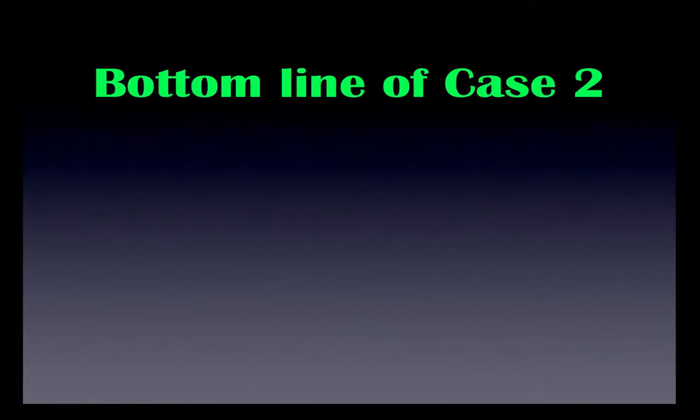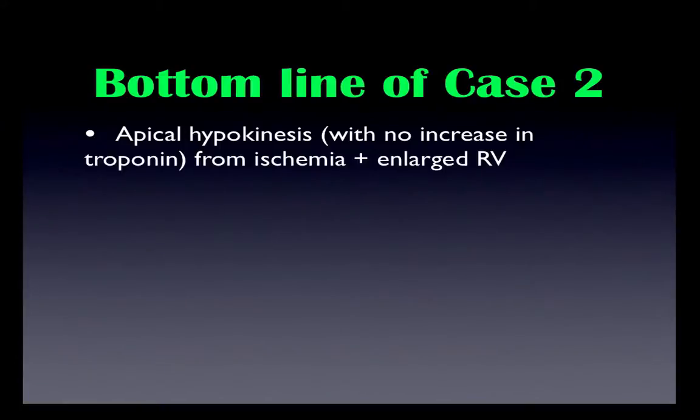So what's the bottom line of this case? There's apical hypokinesis, no increase in troponin, but the troponin was drawn immediately. I suspect that the troponin would be increased in a short time, and the apical hypokinesis is probably from ischemia. It may be old, as in an old infarction, or it may be new, as with ischemia. But more important, actually, is that there's an enlarged right ventricle. And this is commonly seen with pulmonary embolism.